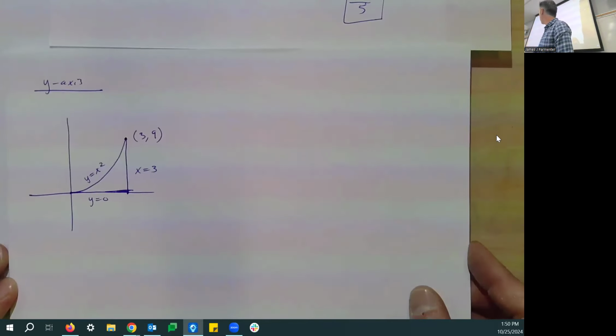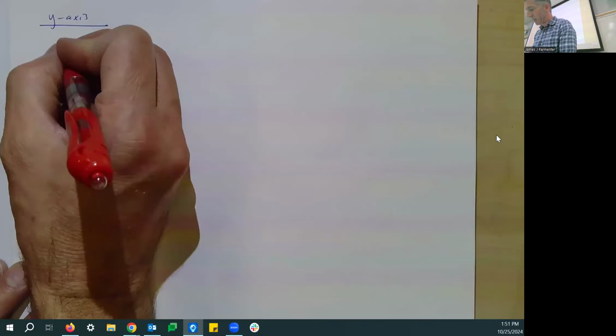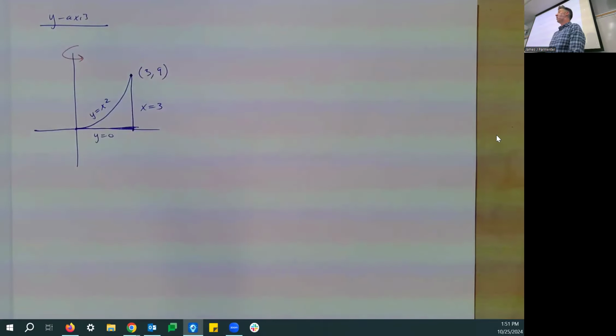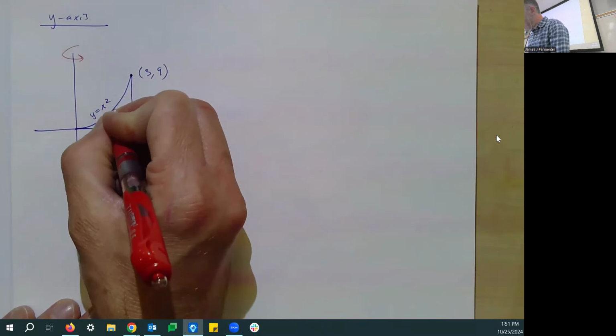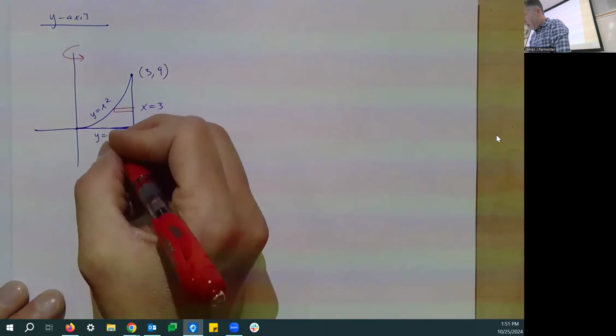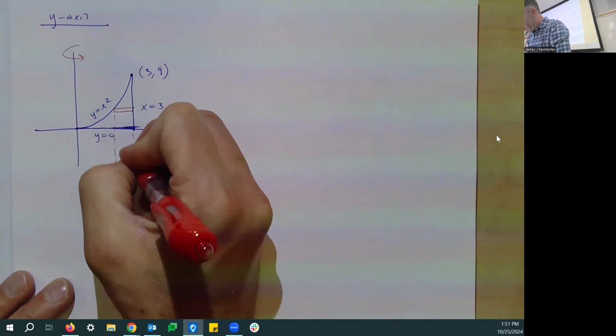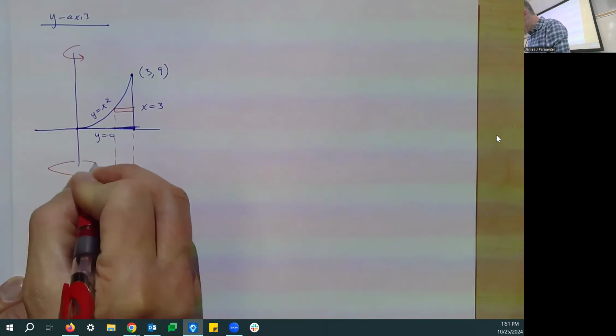So just like I was saying before, when you're trying to find the volume and you're rotating around an axis, this time the y-axis, you want to draw your strip perpendicular to the axis of rotation. So now I'm going to draw a horizontal strip. And that's always the case. If you're going around a vertical axis, your strip should be horizontal. If you're going around a horizontal axis, your strip should be vertical. Always. So then if I think about rotating this little strip around, well, now it's going to look like not quite a disc, but a washer.